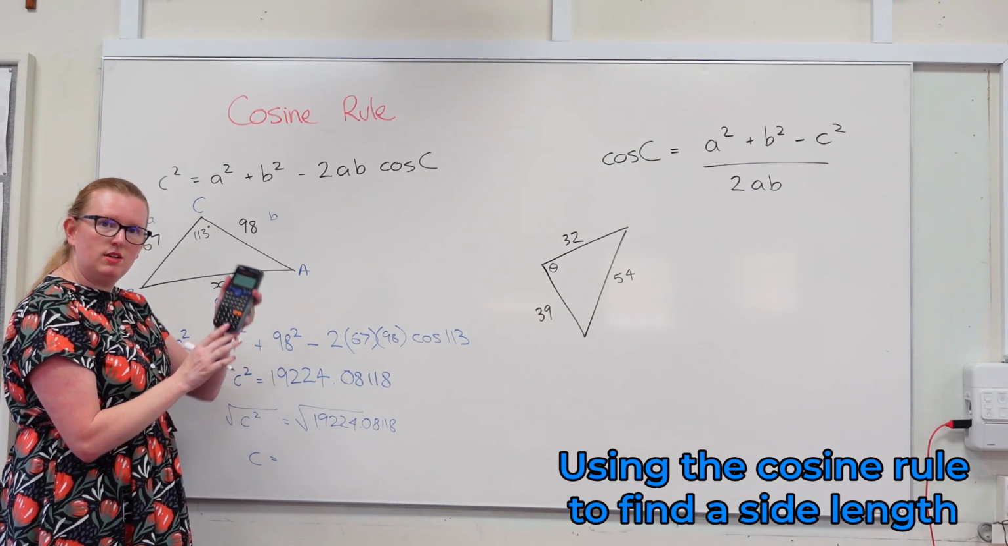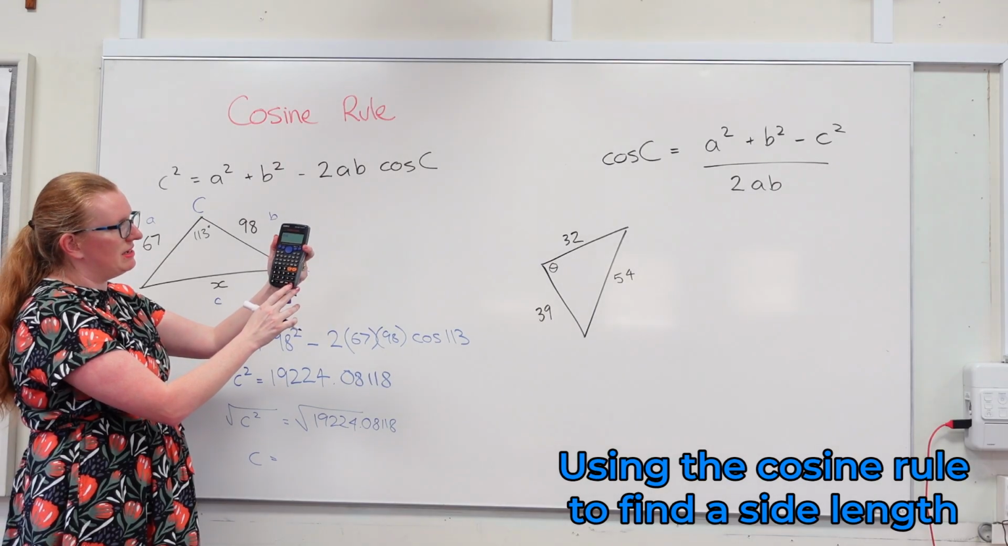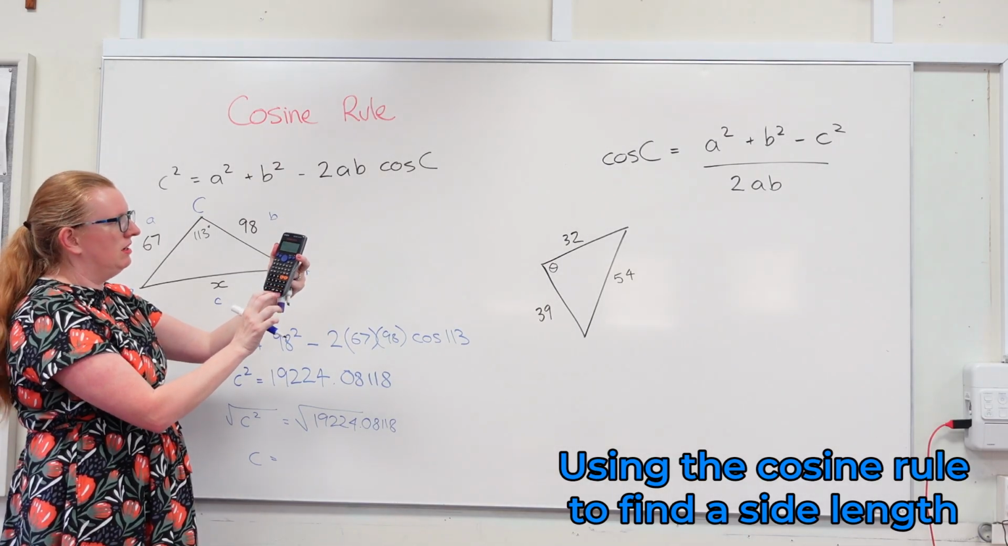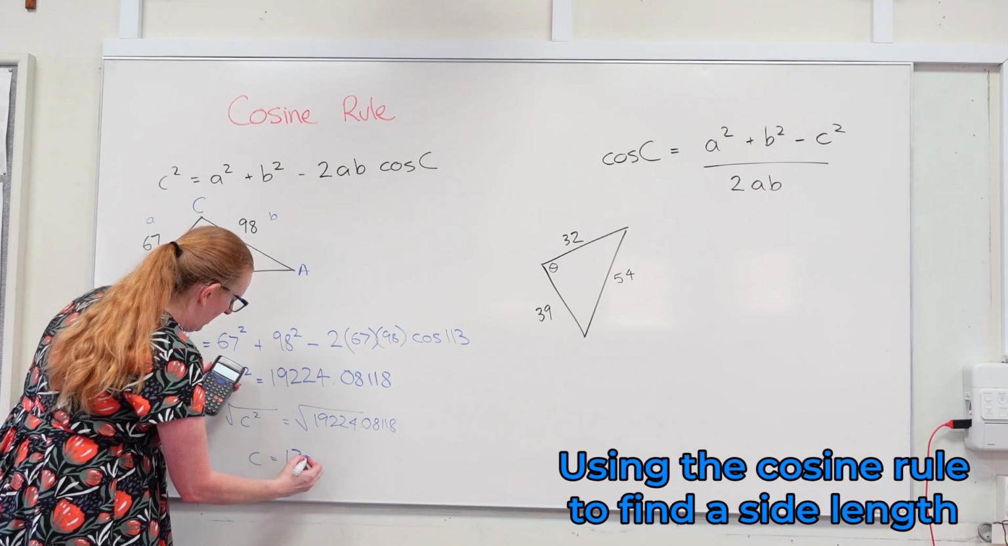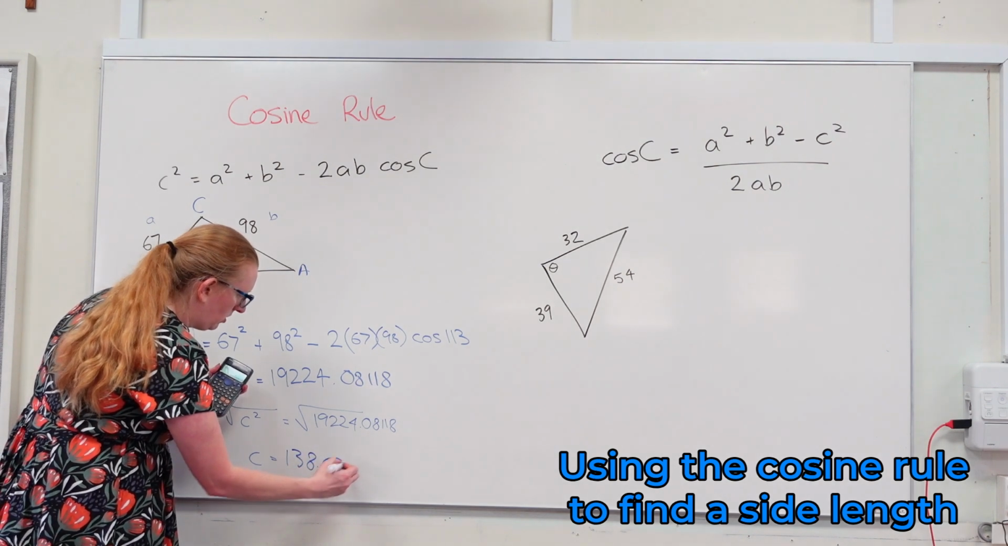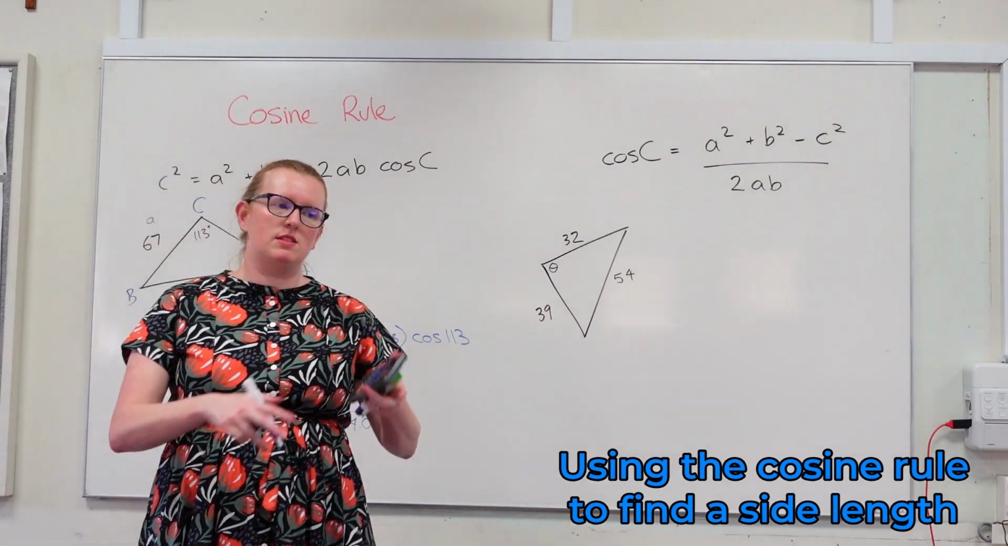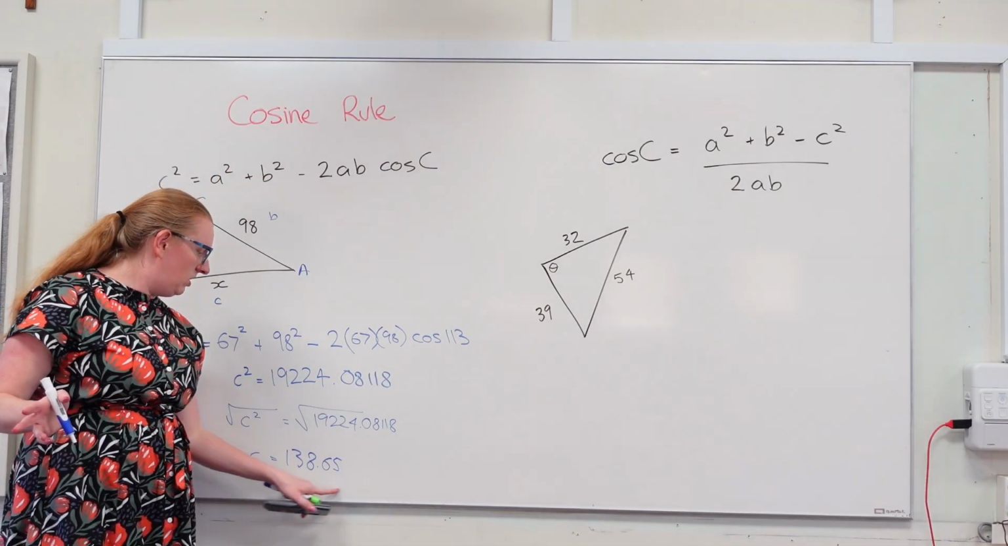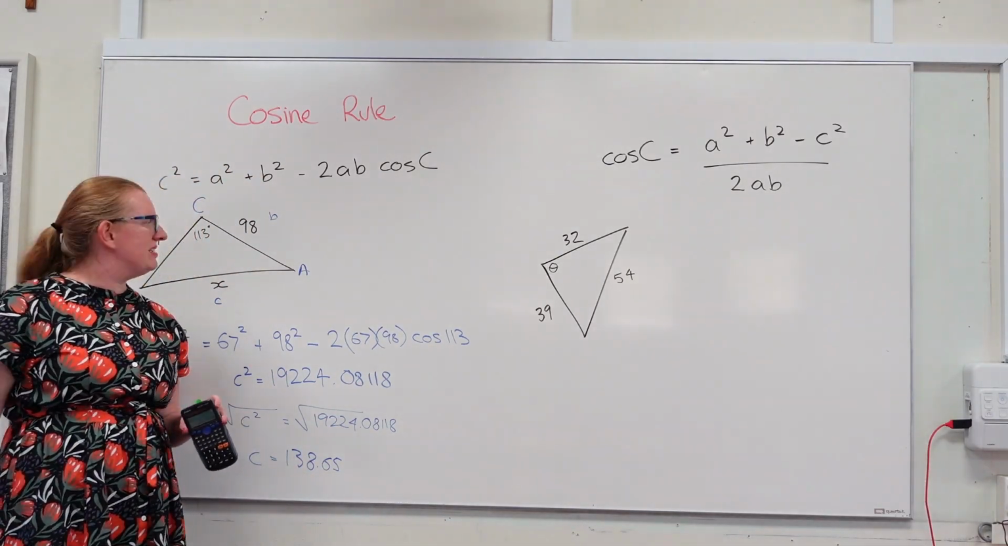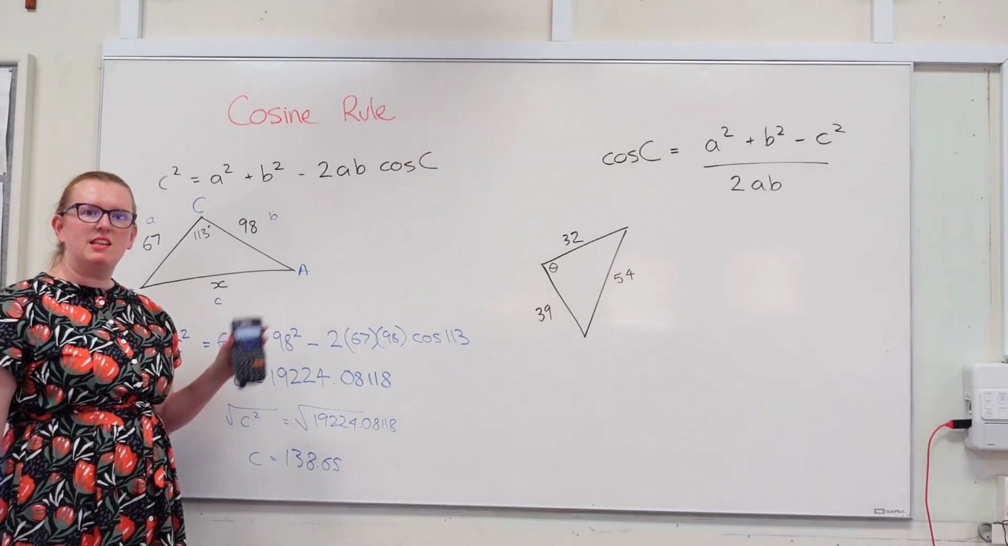There's a shortcut on your calculator to save your most recent answer. It's next to the equal sign, and we get 138.650 and so on. The 0 rounds down, obviously. So our answer is 138.65. That's how big that side there is.